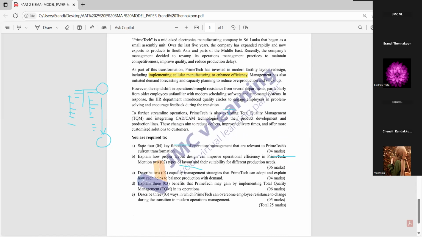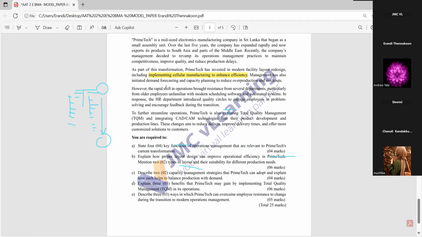So you are required to only state 4 key functions of operation management that are relevant to PrimeTech's current transformation. Relevant to PrimeTech's current transformation. Right? So what are they? You can write capacity planning, layout design. Capacity planning is mentioned here, right?